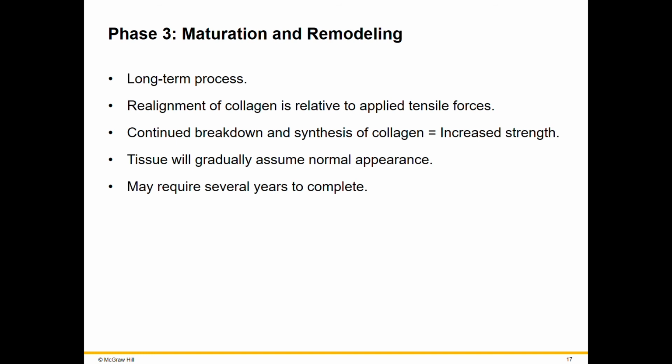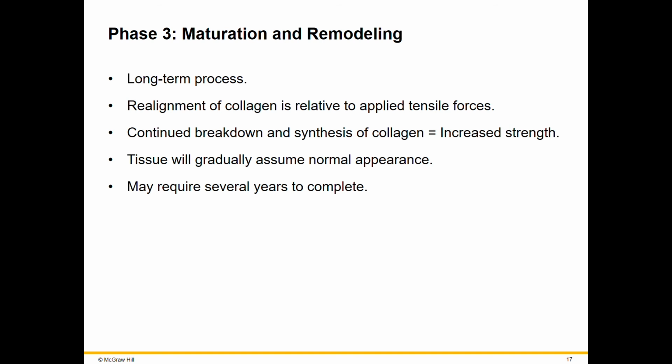It involves a decrease in type 3 collagen fibers and an increase in type 1 fibers. Ongoing breakdown and synthesis of collagen occur with a steady increase in the tensile strength of the scar matrix, as well as a decrease in capillaries in that scar. With increased stress and strain, the collagen fibers realign in a position of maximum efficiency parallel to the lines of tension.